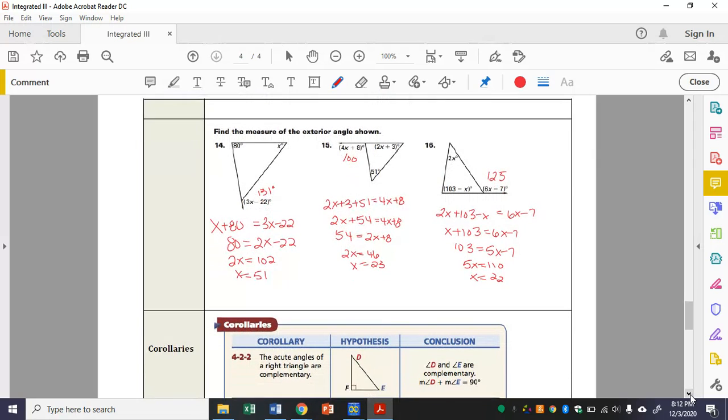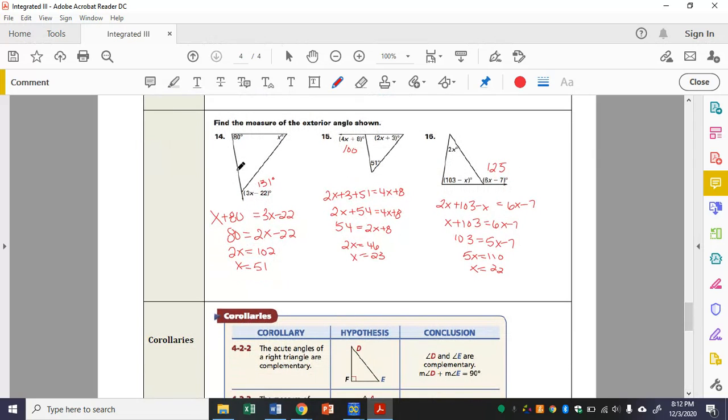Going on to the next page, I again want to find the exterior angle shown. So we add up 80 plus x, and that's going to equal this exterior angle of 3x minus 22. So we can go ahead and solve. We get x is equal to 51, and we want to find the measurement of the exterior angle shown. So this exterior angle, when I plug that 51 in for x, will be 131 degrees.